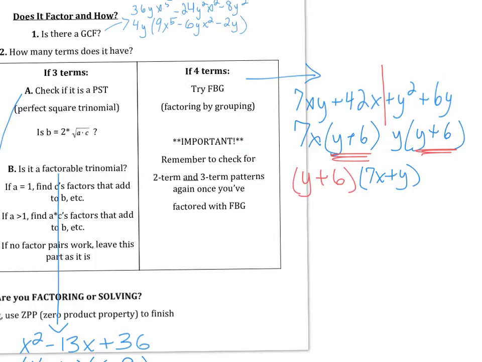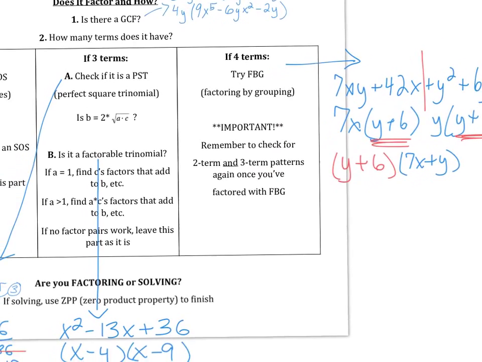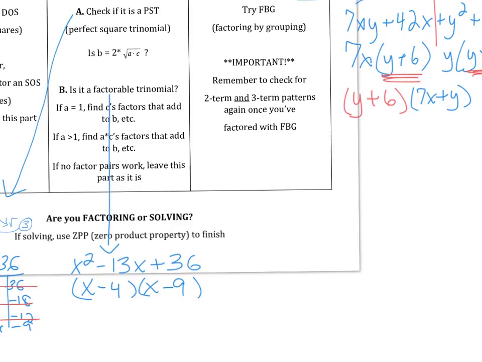Finally, you're going to go back to our 3-term pattern. And our 3-term pattern of if a is greater than 1, meaning the coefficient of the x squared term is going to be bigger than 1, we want to find a times c's factors. That's a really crucial step there that are going to add to your middle term and so on. So here's an example, something like 2n squared minus 5n minus 12.